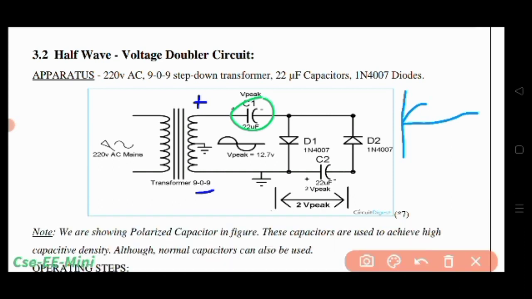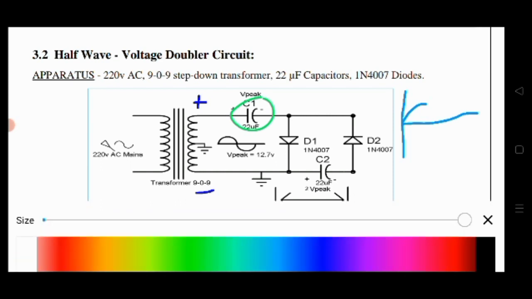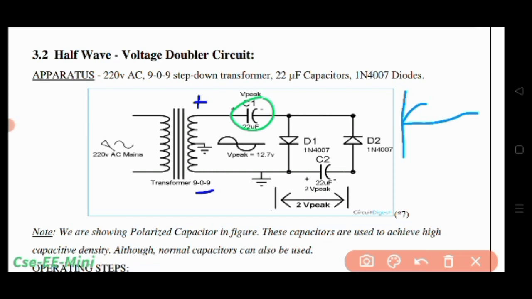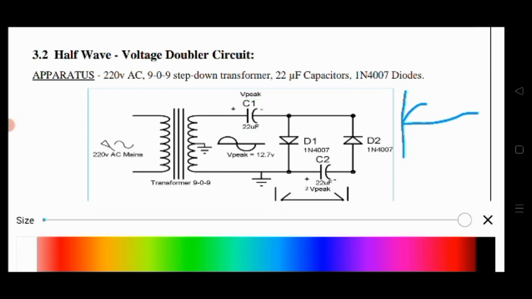Now, during the next half cycle, the negative half cycle, you can see here, this is the first negative half cycle. During this half cycle, the polarity of the transformer will be like this.